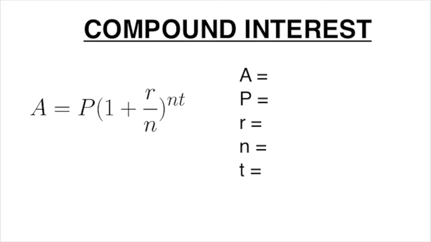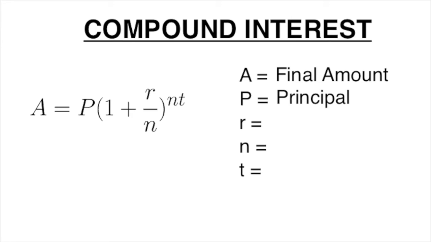So A is the final amount. So here we're not calculating the interest. We're calculating the interest and the principal all together. It's the final amount that you would get after you include all the interest. P, again, is the principal. R, that's the interest rate.